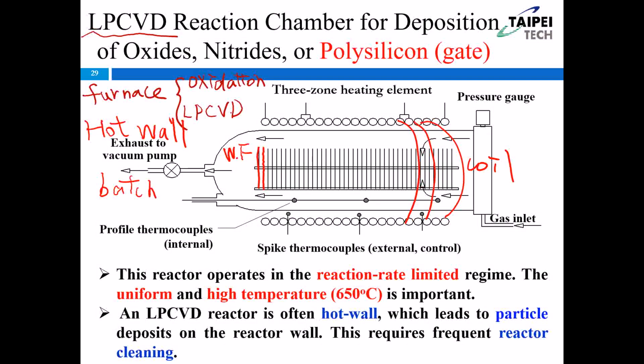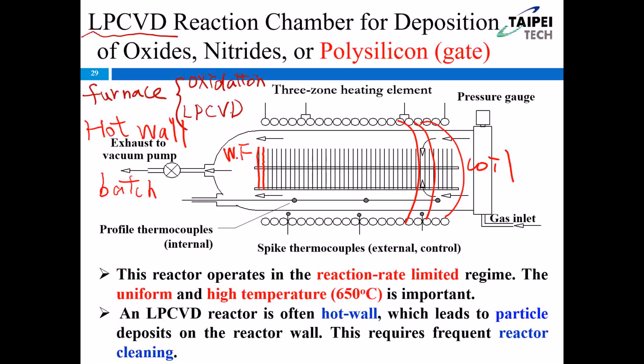Okay. So right now, this reactor operates in the reaction rate control because we have a lot of precursors, but we don't have sufficient energy. So today, the uniform temperature is important. So that's the reason we use the furnace tool. Okay. So uniform temperature and also high temperature are important. Uniform temperature and high temperature can give a higher growth rate and uniform growth rate.